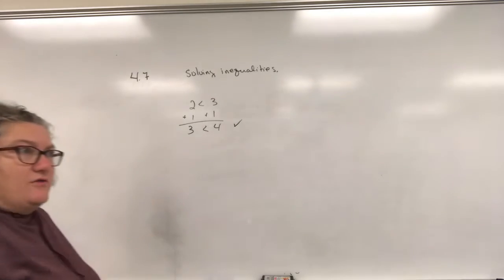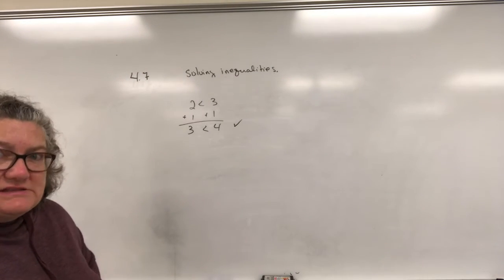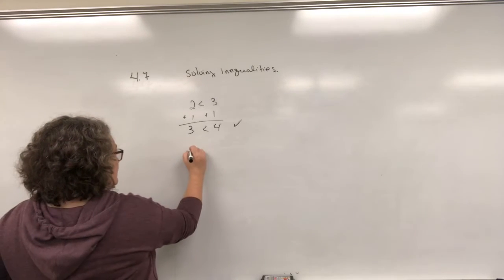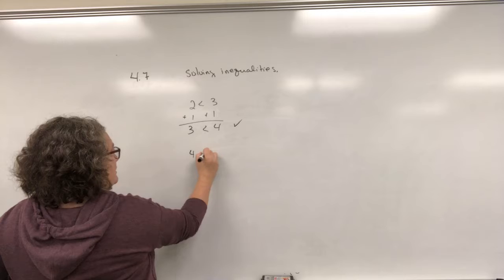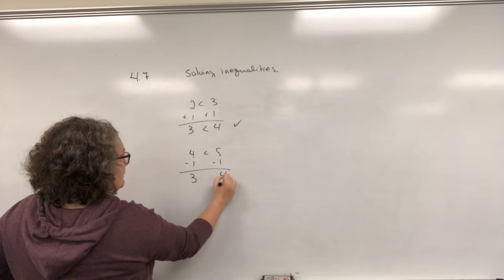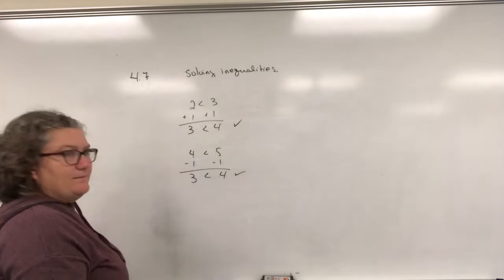With the solving of equations, it says that we can subtract the same number from both sides and maintain a true statement. So let me see if that works. If we have 4 less than 5, if I subtracted 1 from both sides, that would be 3 and that would be 4. Yes, that's still a true statement.